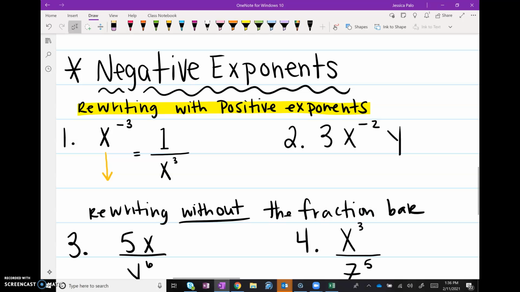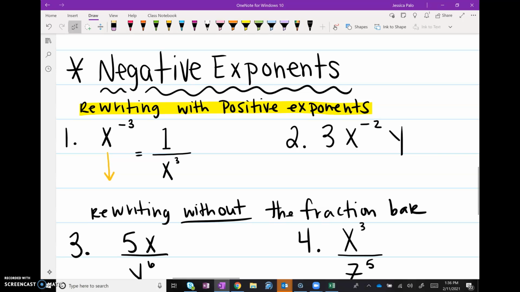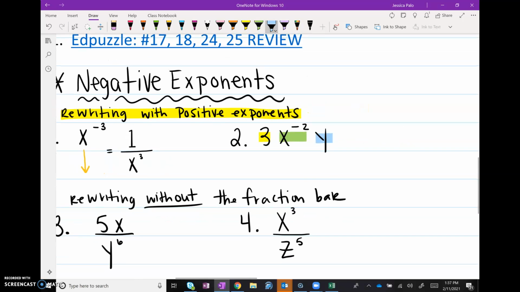Let's look at example 2: 3x to the negative second y. There are 3 factors in this problem. We have 3, we have x to the negative second, and we have y. So we want to rewrite that so all of our parts are separated so we can clearly see them. We have 3 times x to the negative second times y.